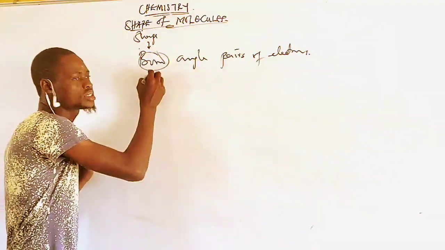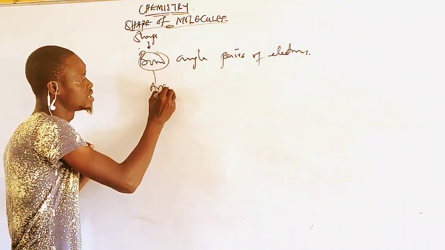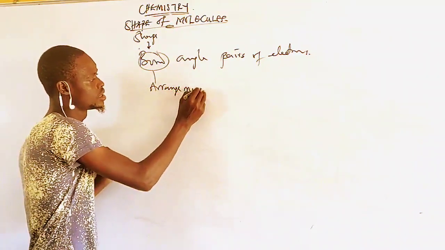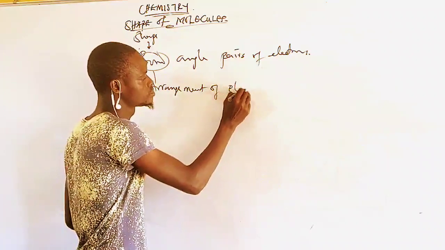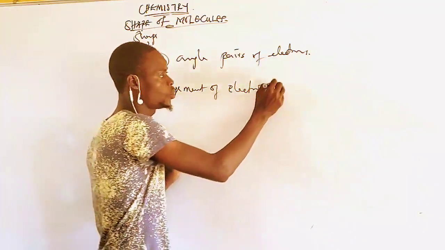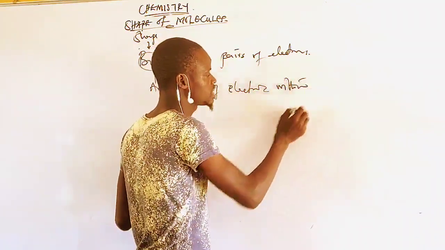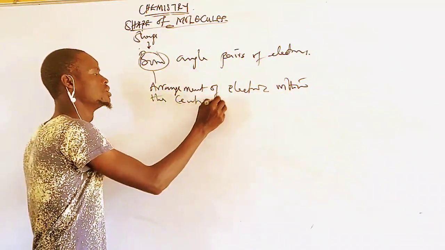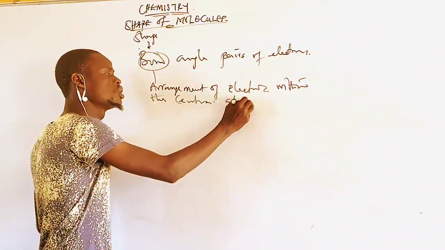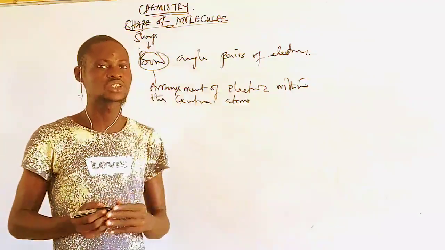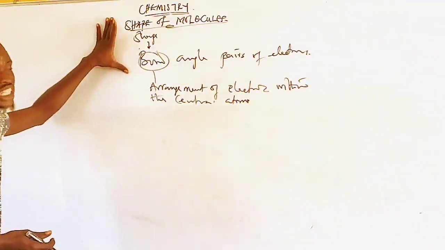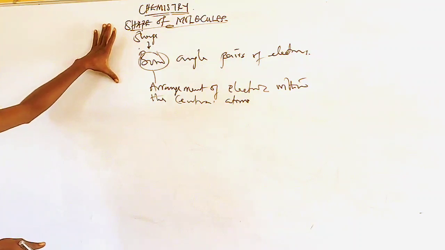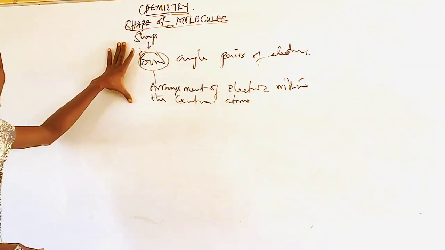So the bond angle is determined by the what? The arrangement of electrons within the central atom. Now I'm going to explain this to you in an easy way so that you get the best understanding of shapes and why some molecules possess these shapes. I want you to know that.